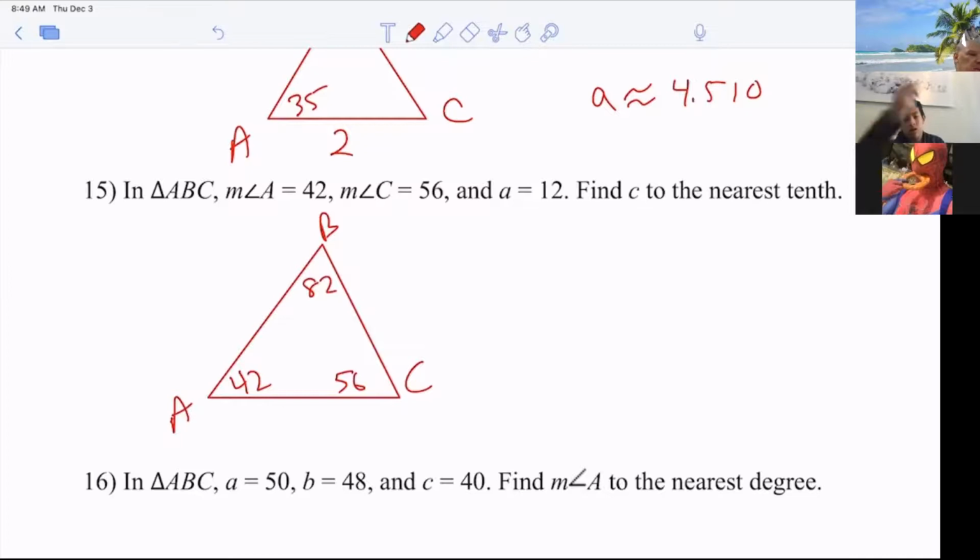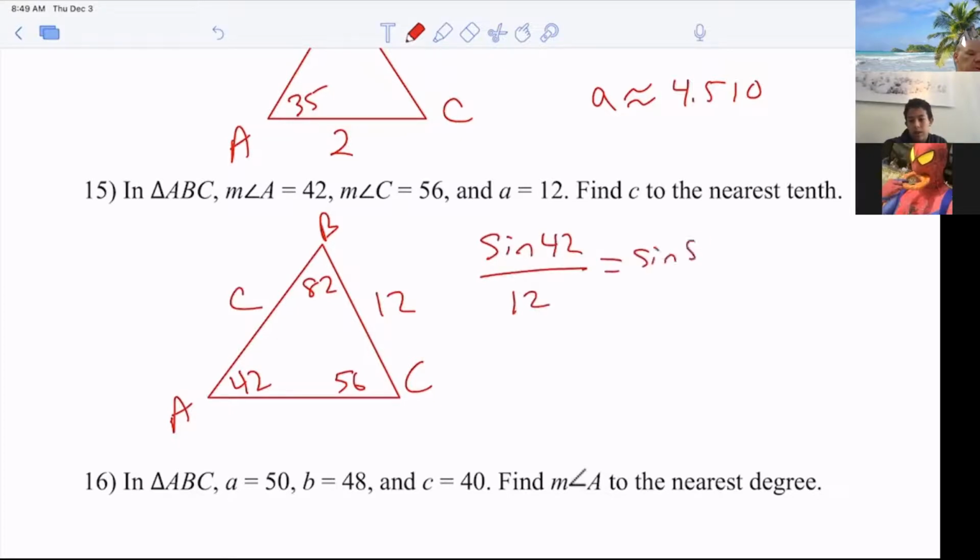Now side A is what? 12. So I want to find C, right? So I really didn't need the other one. So now it's just what? Sine of 42 over 12 equals sine of 56 over C. And because you are brilliant at proportions, C is roughly, help me. Somebody said 14.868. Everybody happy with that?